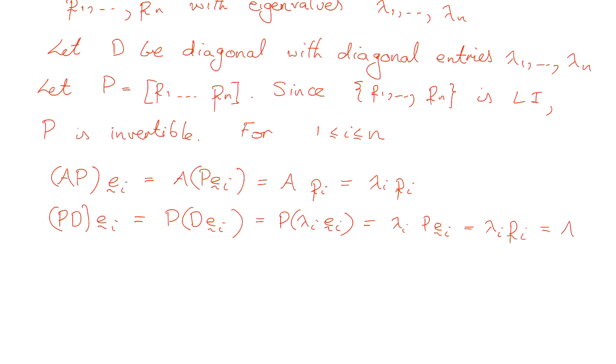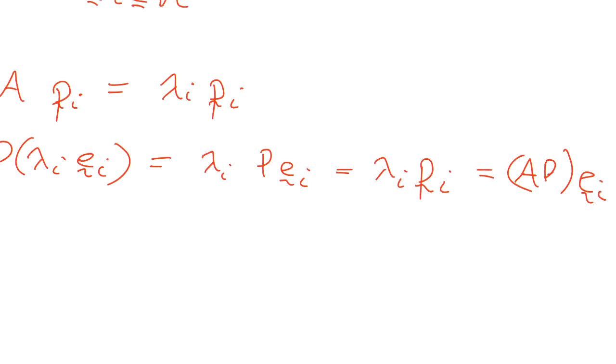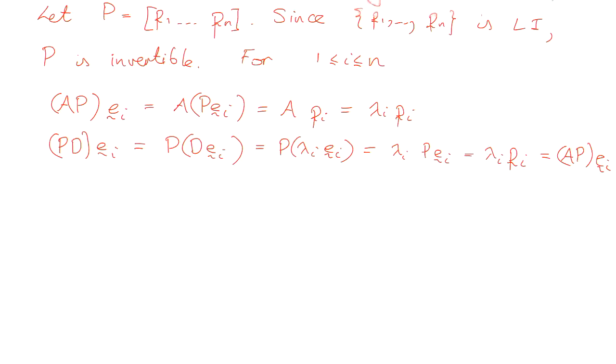And so this is the ith column of PD. That's supposed to be a P, not a D. So, the ith column of PD is the ith column of AP. Therefore, AP equals PD, because that held for every i. No special assumptions on what i is. So now we just multiply on the right by P inverse, and we find that A is this similarity transformation of D, where D is the diagonal matrix of all the eigenvalues.